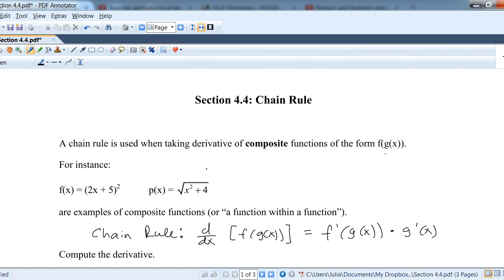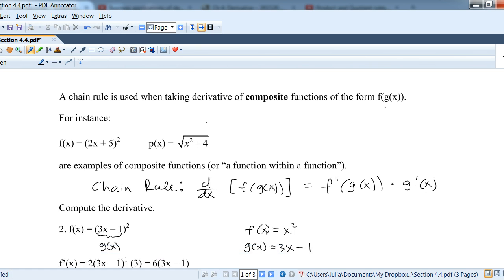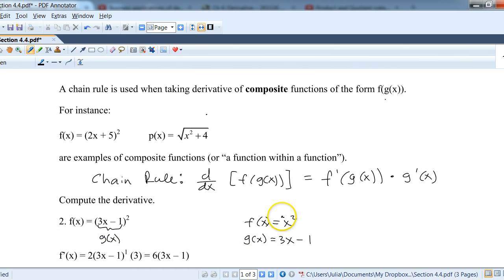Again, there is a way to derive chain rule, but we're just going to try it out and see if it works. So let's say we have a function 3x minus 1 squared, where the inside function is 3x minus 1. That's our g of x. So that's just handy to keep in mind. 3x minus 1 is the inside, and the square function, or x squared, is the outside. So how do we take the derivative?